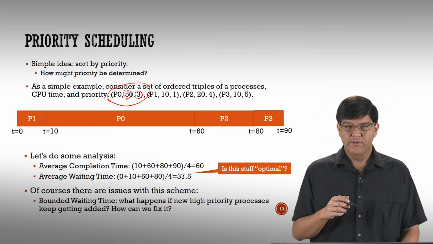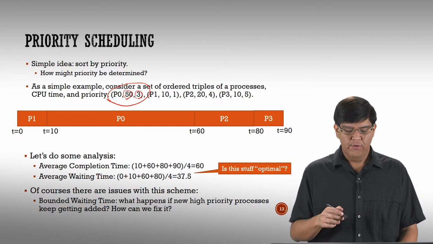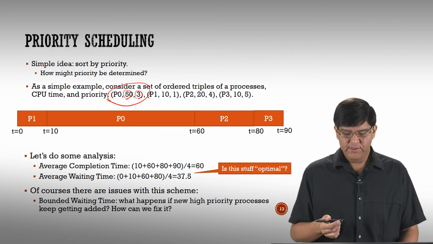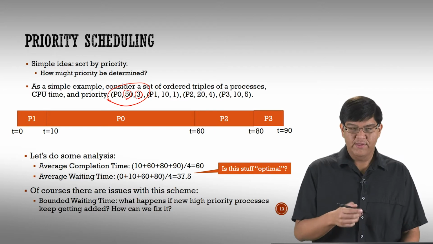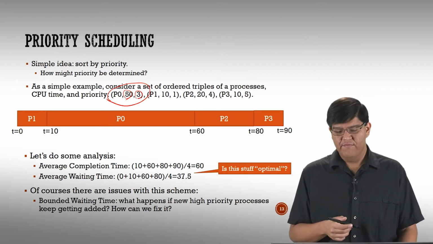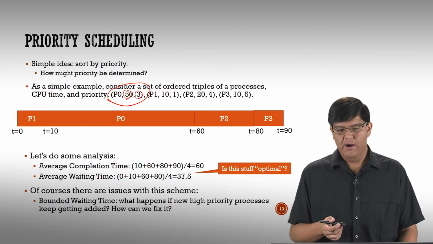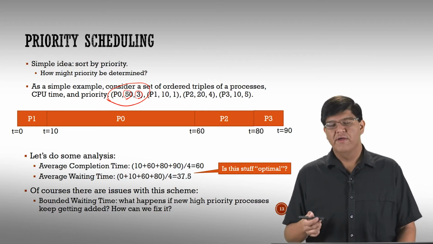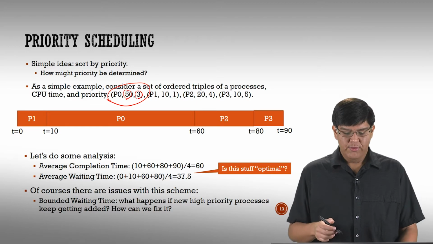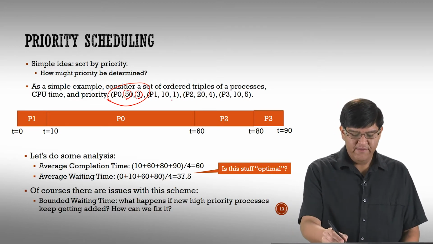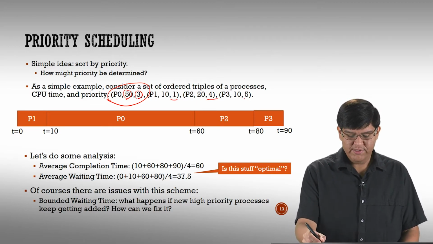Now for this, we're going to assume that lower priorities are better. So process 1, which has priority 1, should go first, followed by process 0 at priority 3, followed by process 2 at priority 4, and then process 3 which has priority 5. So a larger priority number is worse, and a lower one is better. I have my annotation there. I've added those priorities to the end of each of these processes.